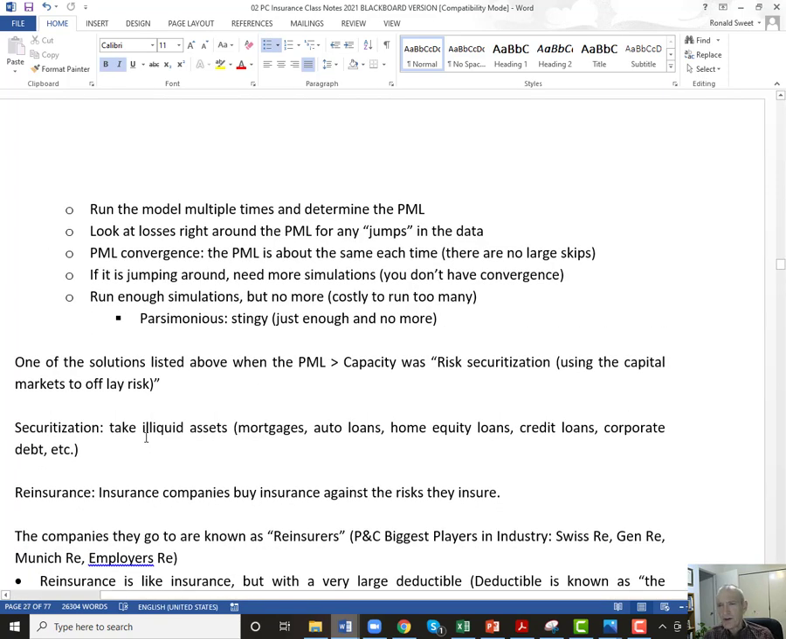So you run the model multiple times, you determine your PML. If you're only running 500 simulations and you see your PML jumping all over the place, maybe it's $500 million one time and $700 million the next time, then $400 million, it's jumping all around. If you get those kinds of jumps in your PML, then you're not running enough simulations. So you need to find it so that your PML starts converging on a number. It will never be the exact same number 2 or 3 runs in a row.